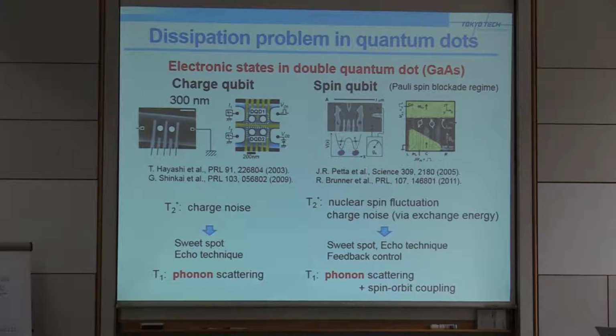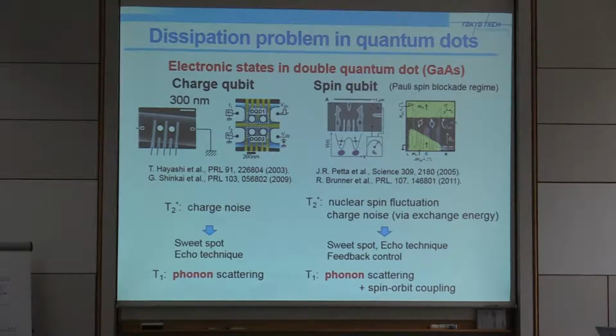Okay, so we are interested in the dissipation problem in the electronic state in a double quantum dot. We have a lot of work on coherent manipulation of the charge qubit, on single qubit manipulation or two qubit manipulation in those devices. The major source of dephasing comes from the charge noise in this device. But if you play with certain parameter space, you can find some sweet spot, or you could use some echo technique to overcome this dephasing problem. Then finally, the coherence is determined by the dissipation process, which is phonon scattering in gallium arsenide. Because of these reasons, many people are interested in spin qubit systems.